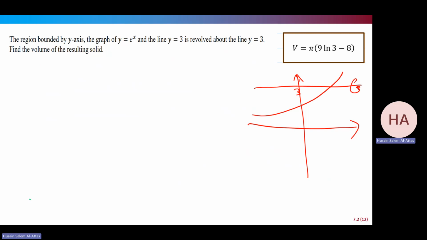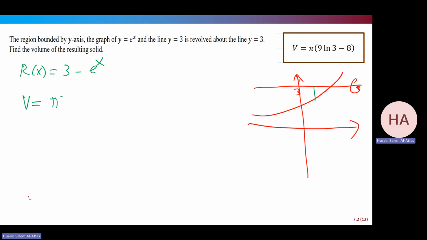So my line will be this one. Since I want it to be perpendicular to the axis of revolution, things will be in terms of x. So r of x will be 3 minus e to the power x, which is the length of this line. So that will be the volume.